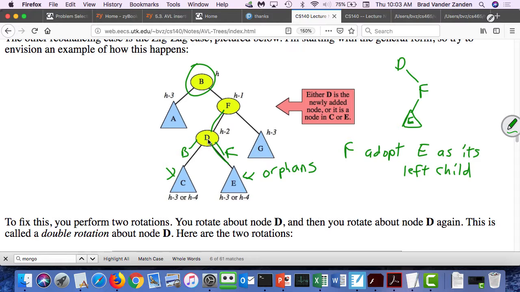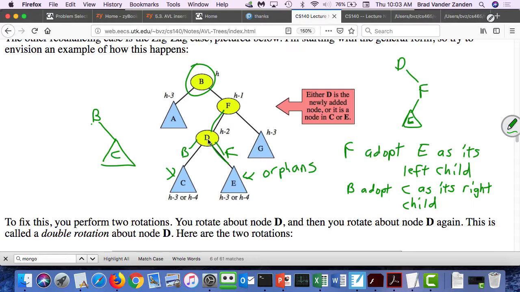And so B is going to adopt C as its right child. And again, that's fine because B has as its right child C. As you can see, C is down here in B's right subtree already, so making C a right child of B is fine. Everything in C is greater than B. So there's absolutely no trouble there. And D is greater than B because D is in B's right subtree. We know that D is greater than B. So the fact that D is going to become the parent of B, and B will be its left child, is no problem because B is less than D.